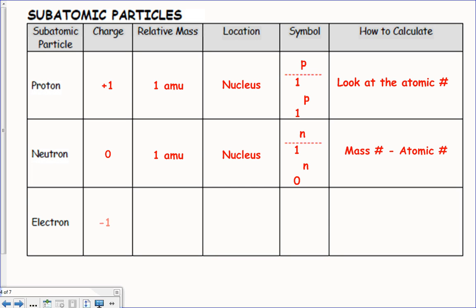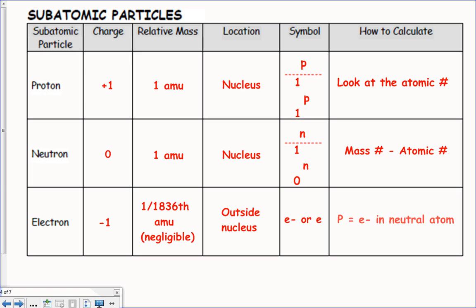Okay? Electrons, J.J. Thomson, good old guy with the cathode ray tube, he assigned it a charge of -1, and it was so small that it has almost a negligible mass. It does not weigh much compared to the protons and neutrons, but they are on the outside of the atom, which is where all the chemistry happens, which is why they were discovered first. E negative or E is the symbol that we commonly use for electron. I use E negative all the time, so don't get confused when you see that.